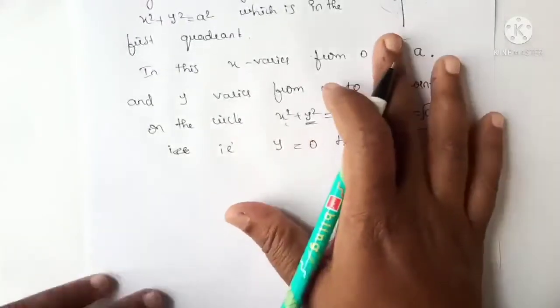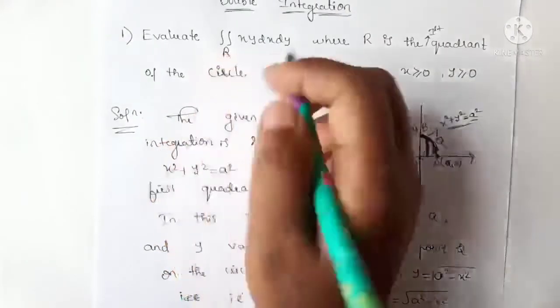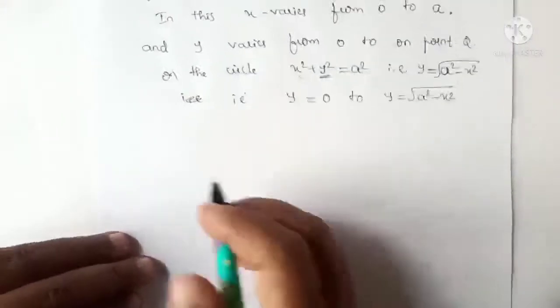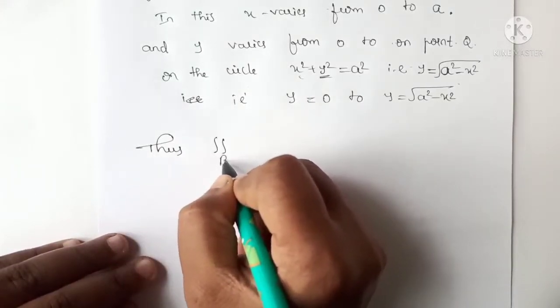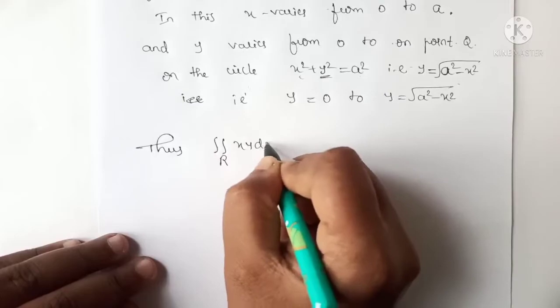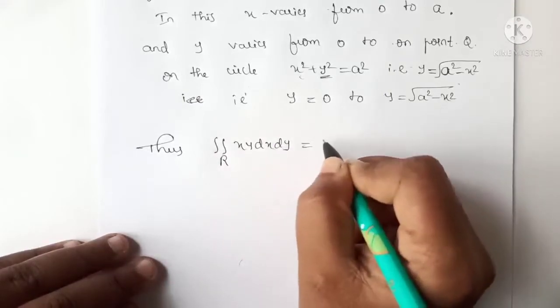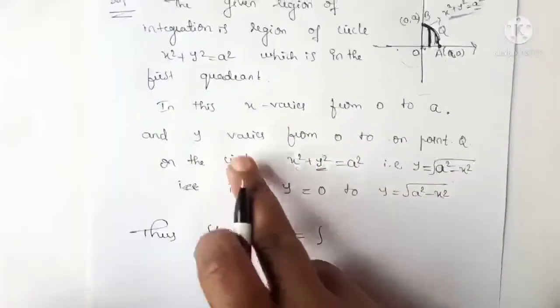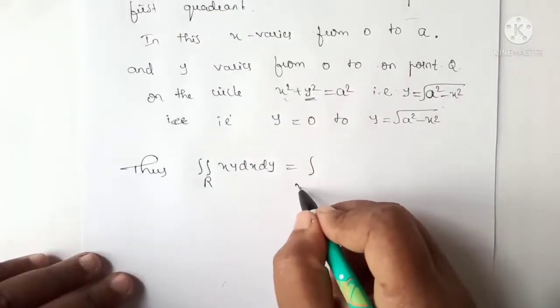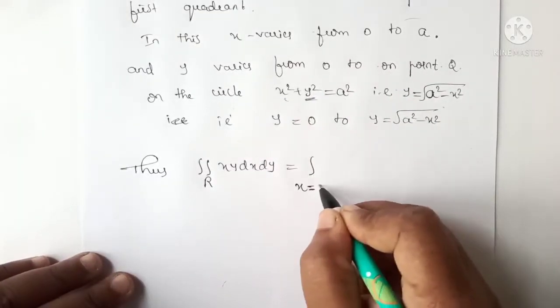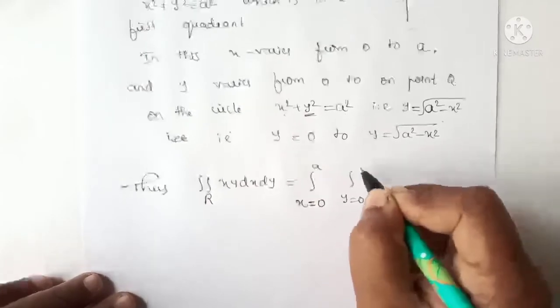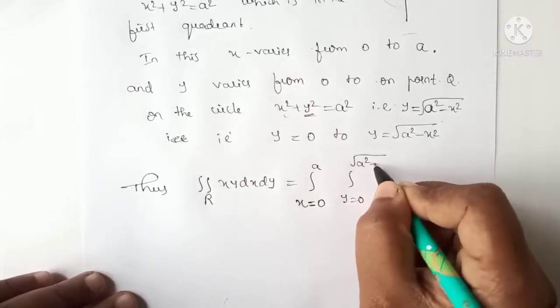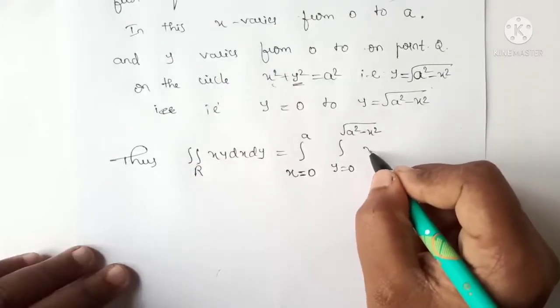Therefore now we can put the limits in the given integral. Thus the double integral over R of xy dx dy can be written as the integral with x limits, x equals 0 to a, and y limits, y equals 0 to square root of a square minus x square, of xy.